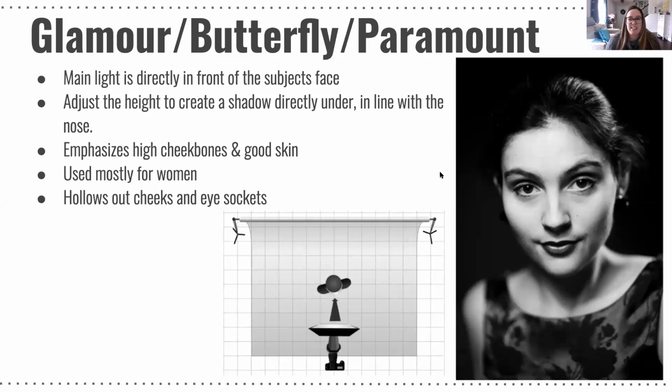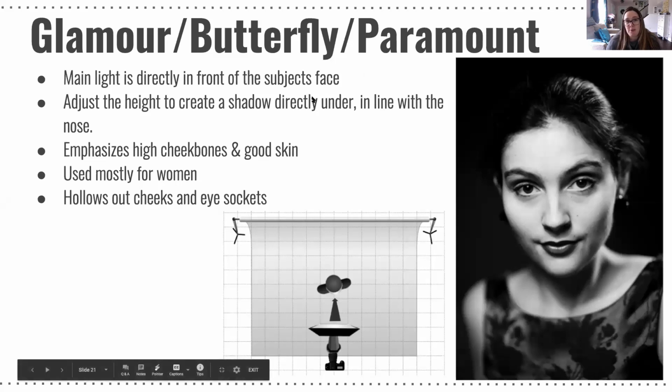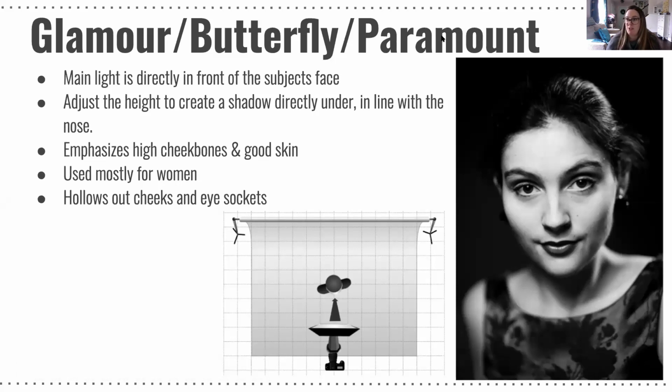Okay, this lighting setup is called Glamour. It's also called Butterfly. It's also called Paramount. From Paramount Pictures, this is how they would light people back in the old days when they would take their headshots for movies and stuff like that. Think of Marilyn Monroe and some old actresses.